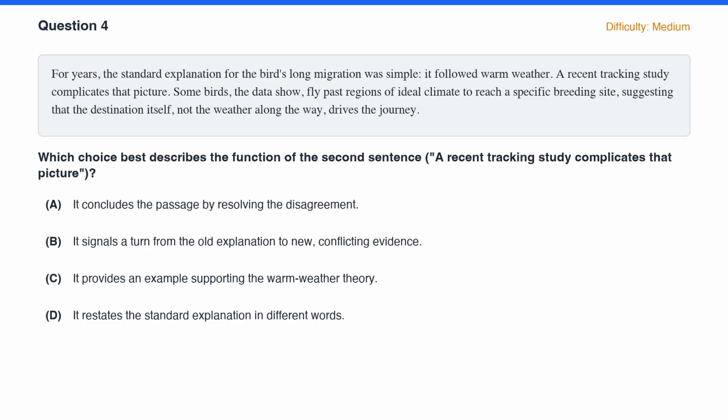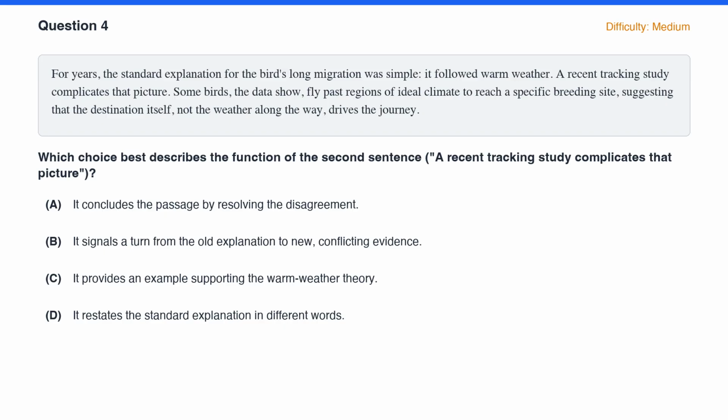Step 2. Verb, not topic. What does complicates that picture do? It pivots. It turns us away from the old explanation toward conflicting new evidence. The verb is to signal a turn. Step 3. Predict, then match. Prediction, it's the hinge from the old theory to contradicting evidence. Let's locate it.